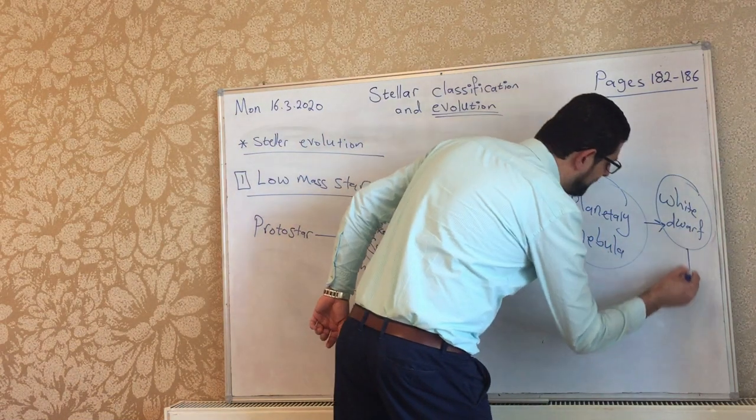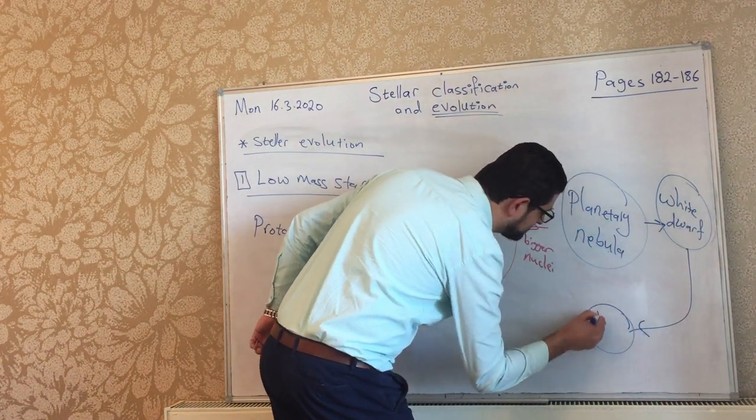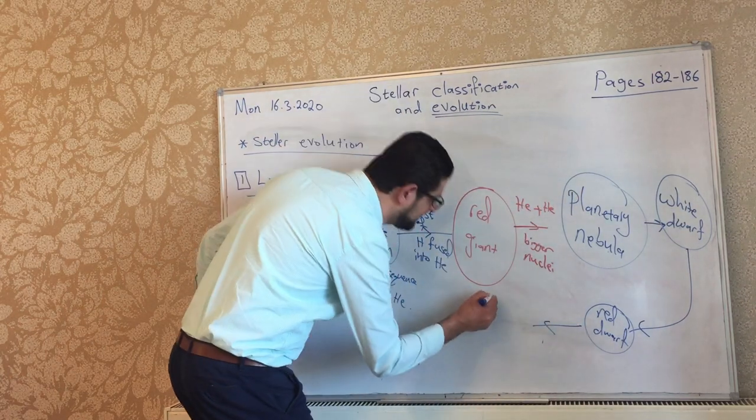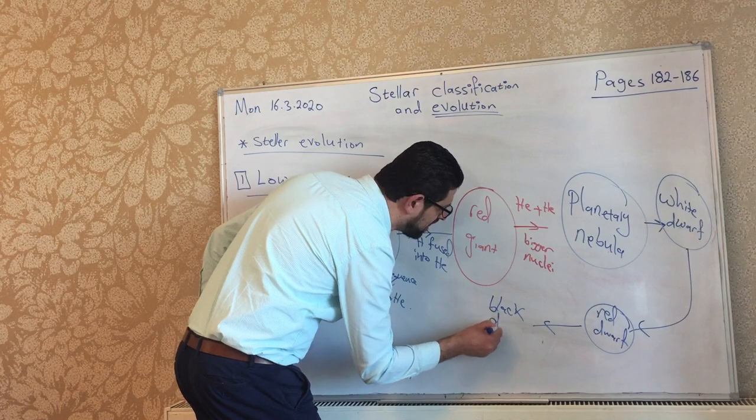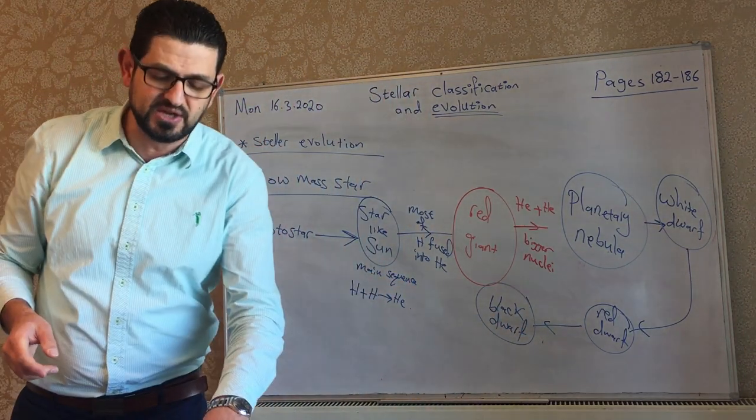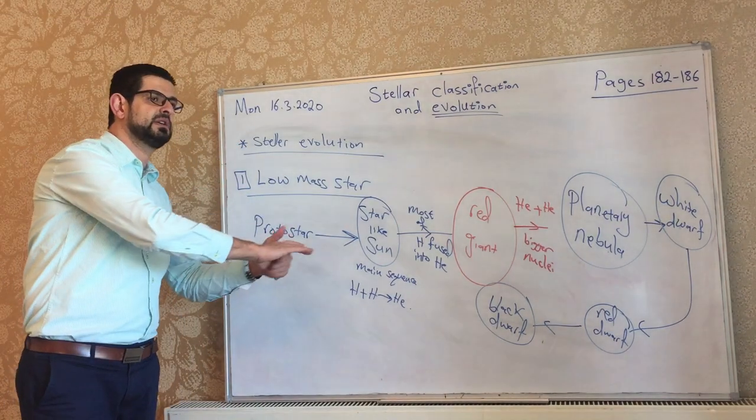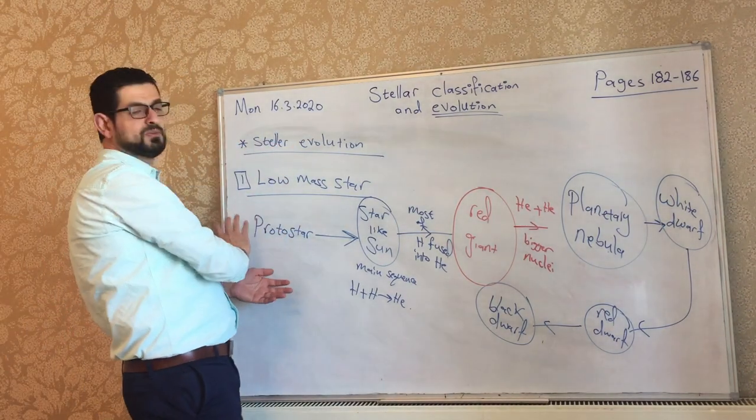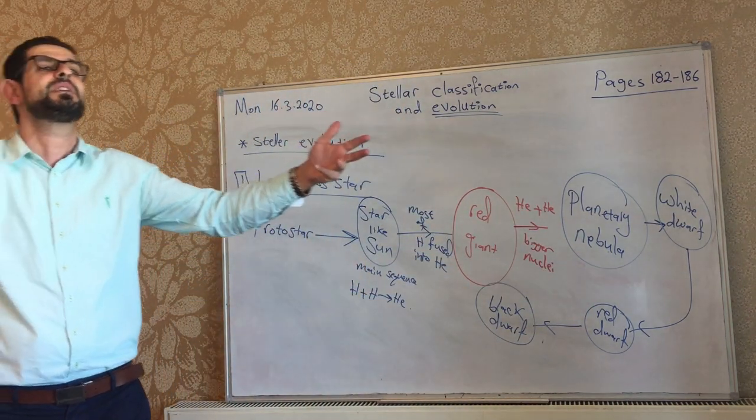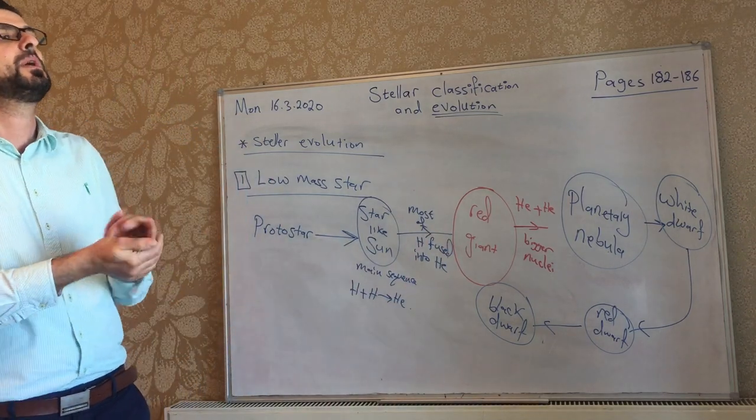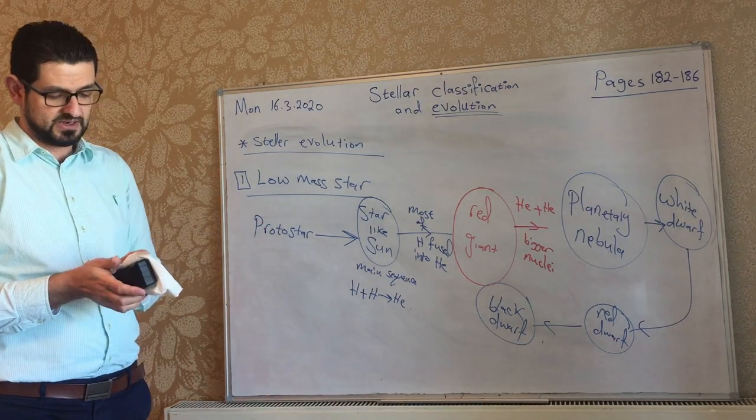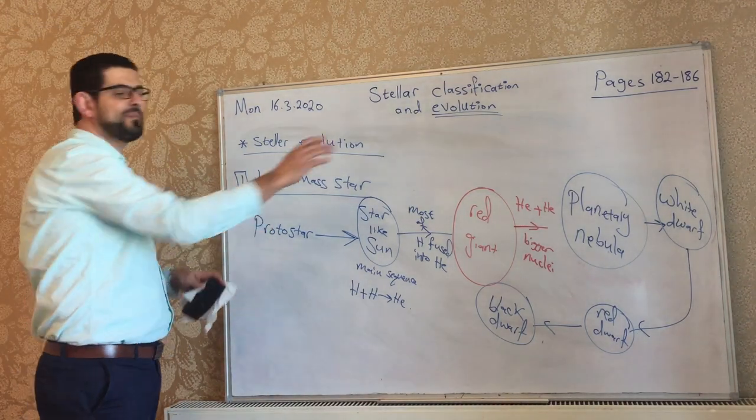This one will keep falling in temperature until it becomes a red dwarf, and the book says that eventually it will become a black dwarf. The black dwarf is an imaginary stage, because the time for a star to go from protostar to black dwarf is more than the age of the universe, which is around 14 billion years. We'll talk about the age of the universe later on. But this is the life cycle of a low mass star.